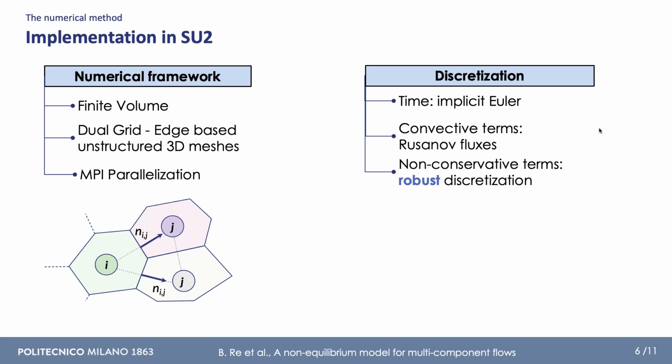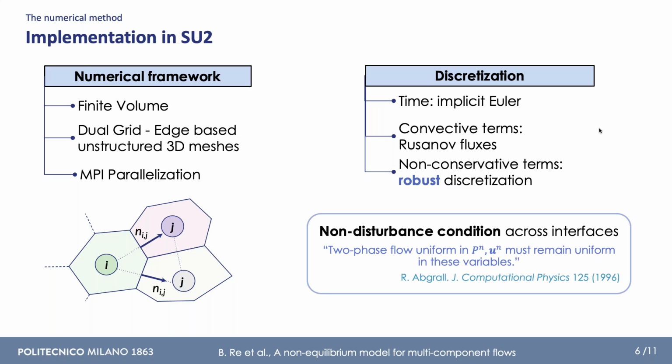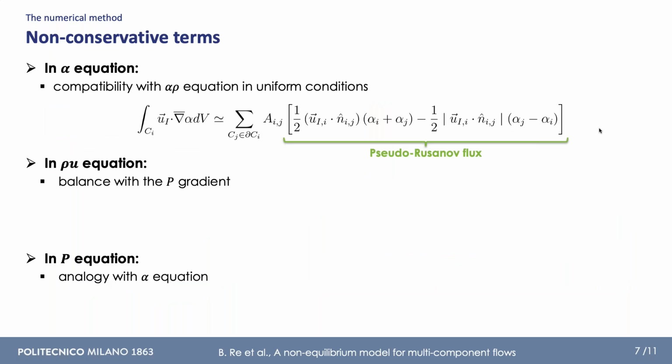So we have developed a robust discretization based on the so-called non-disturbance condition, which states that if we have a two-phase flow uniform in pressure and velocity at a certain time step, it should stay uniform in these flow variables also in the next time step. So how can you proceed? Without going into much detail, basically you write your equation in time and the convective part, and then you impose, by construction, the fulfillment of this condition. What results is something similar to this one.